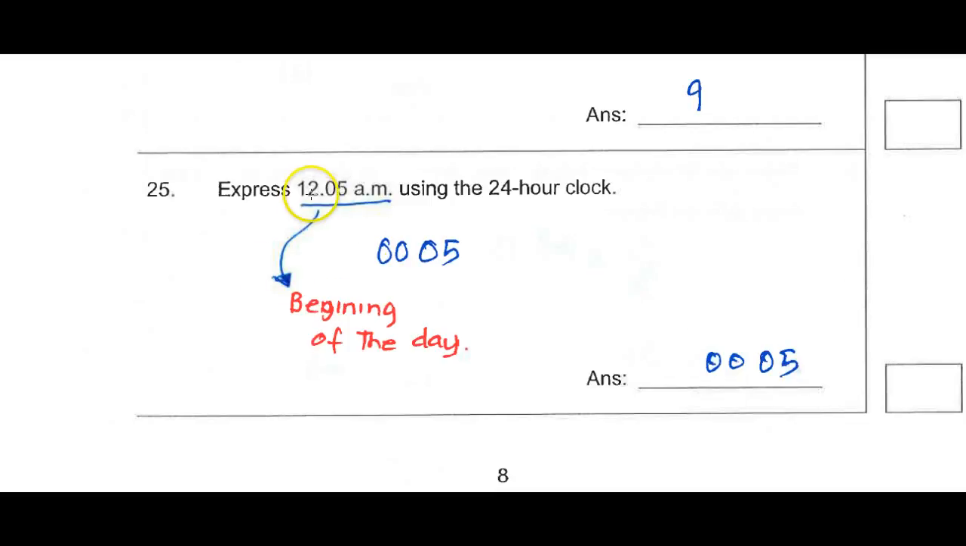Express this time: 12:05 a.m. This is midnight. Anything past 12 a.m. is the next day, so it is the first 5 minutes of the day. After 00:00, 5 minutes later is 00:05, at the beginning of the day.